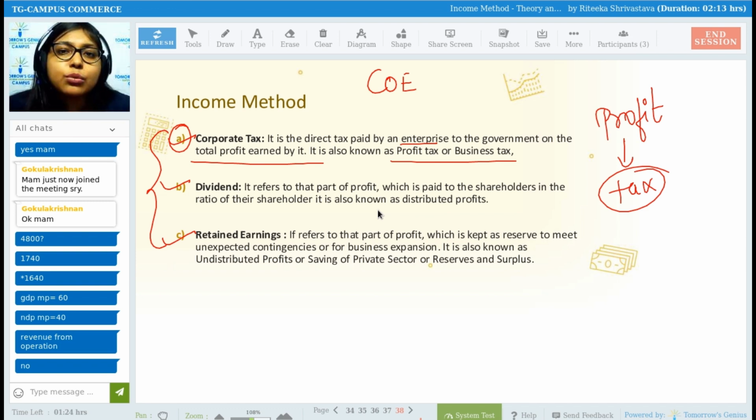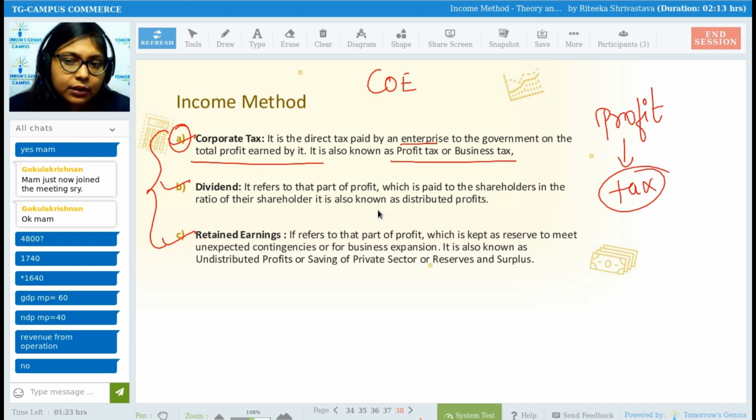And what is corporate tax? Corporate tax means the total amount, the total profit received by the organization. Out of that total profit, certain amount of money they have to pay as tax. So that tax which has been paid is called as corporate tax.